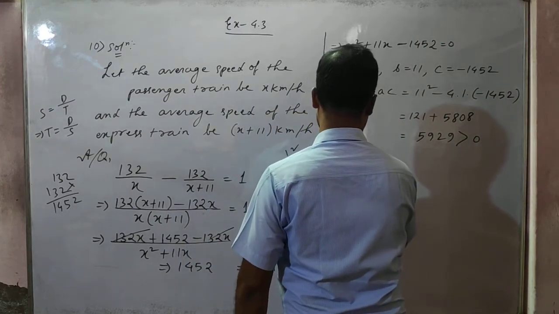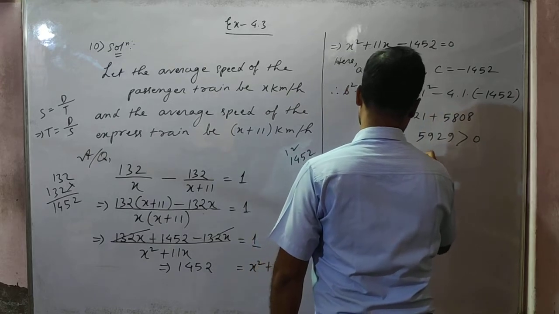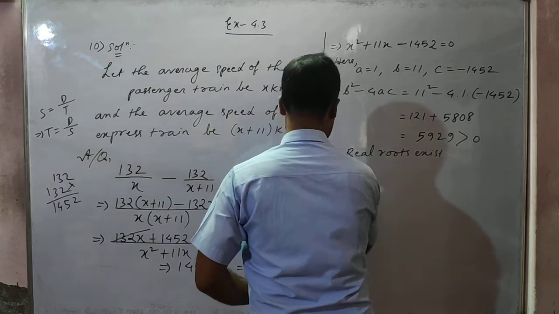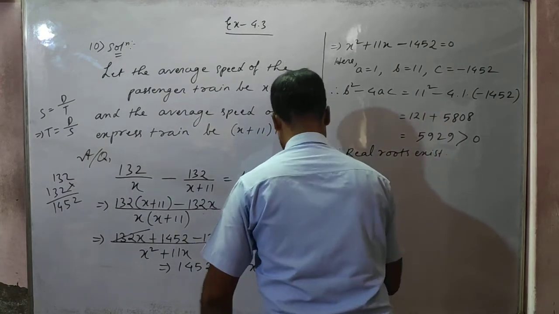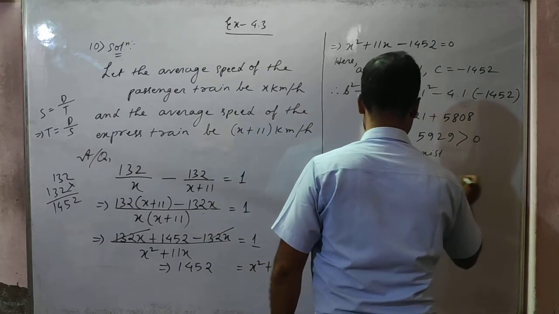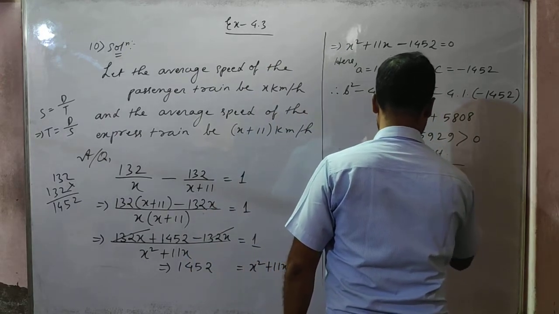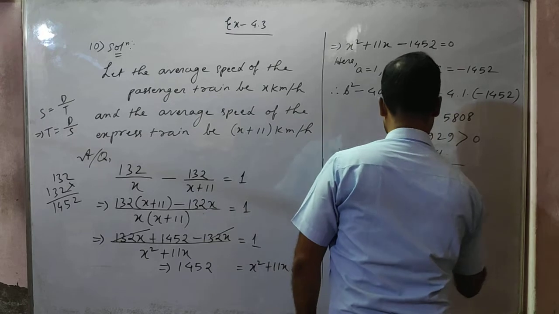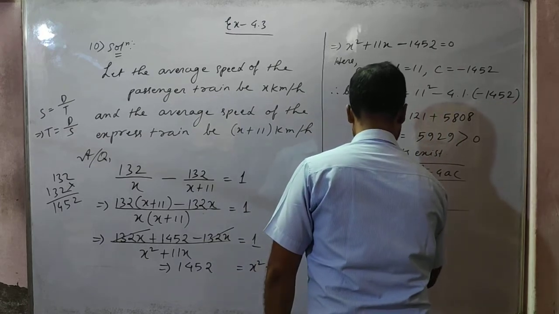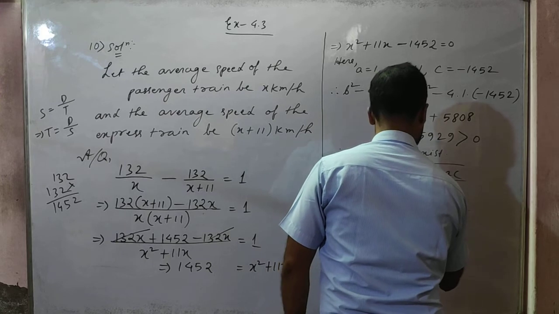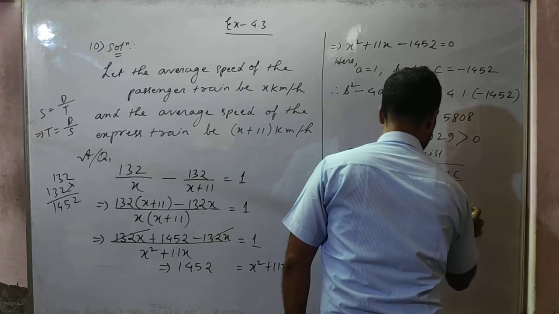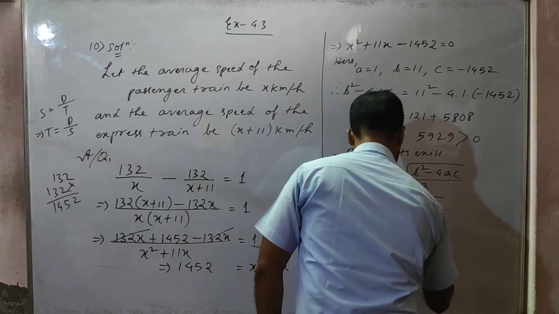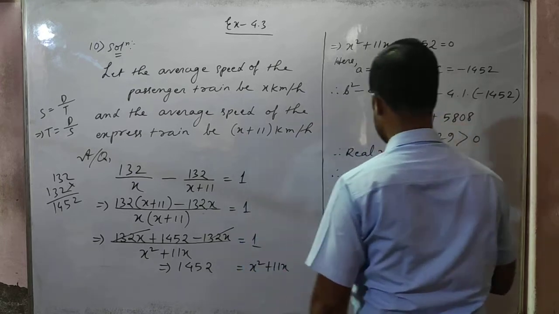Therefore real roots exist. Therefore now we will find out, friends. Therefore x is equal to minus b plus minus square root of b square minus 4ac by 2a. Minus b, what is the value of b, friends? Minus 11 plus minus square root of b square minus 4ac, which means 5929. And 2a, a means 1. So minus 11 plus minus square root of 5929.